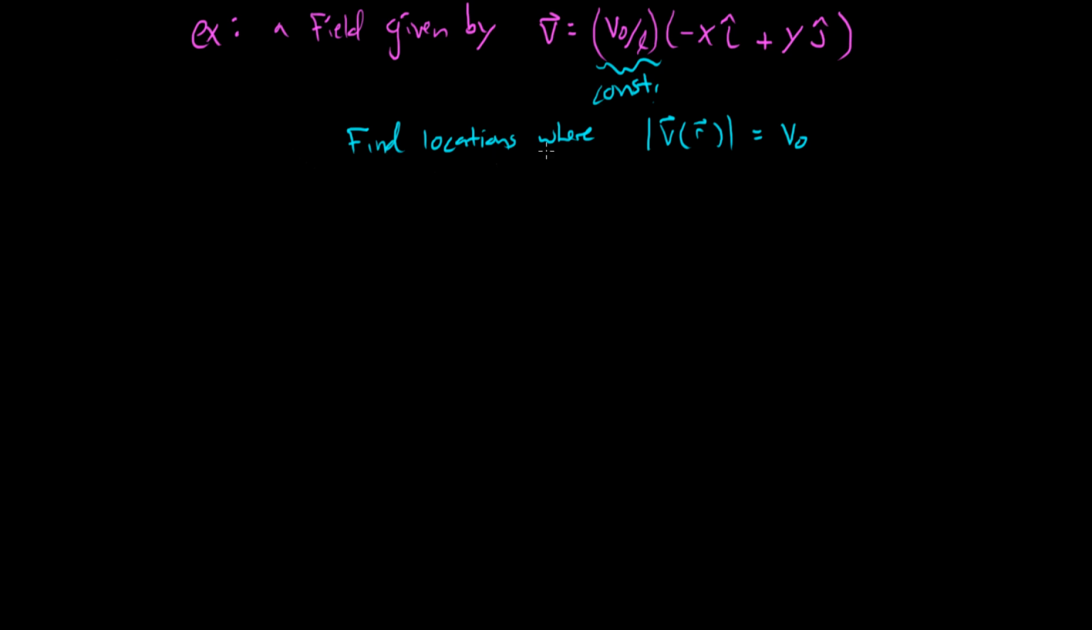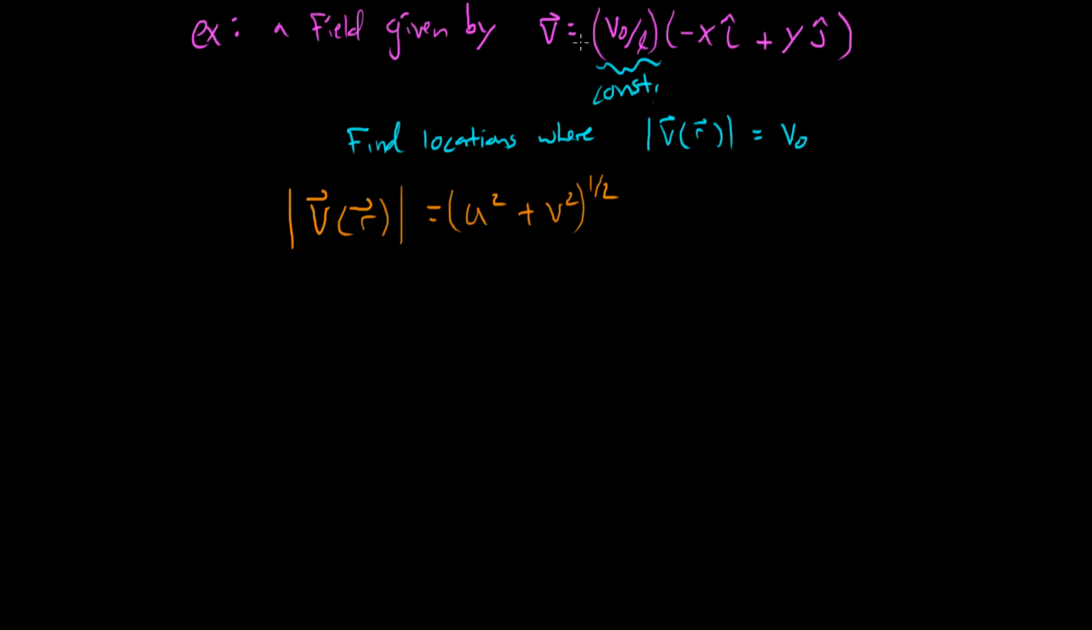Well, the question's asking us to find locations where the velocity magnitude, this is just the magnitude of velocity, is equal to some value v0. So whatever this number here is, we just want to find out where that is. So this is just a quick algebra trick here. All we need to do is take that velocity vector field that they've given us and compute its magnitude. And so the way you take a magnitude of a vector is that we take the components and we square them, add them together, and take the square root.